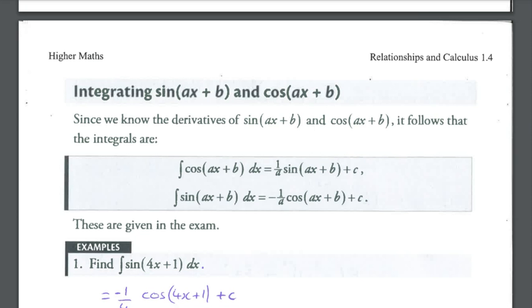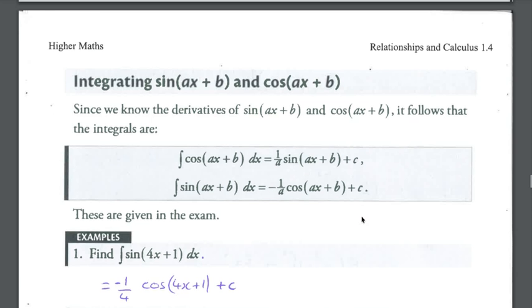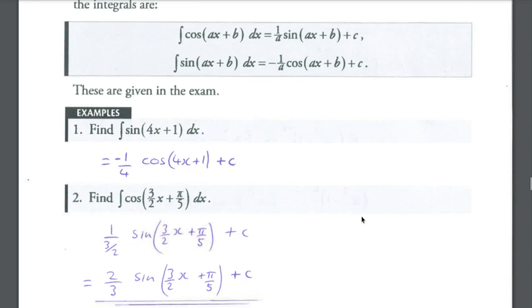We are looking at integrating trigonometric functions, in particular sine of ax plus b and cosine of ax plus b. We looked at differentiating these functions in the differentiation chapter, so it follows that the integral of cosine of ax plus b is 1 over a sine of ax plus b plus our constant of integration, as always. And the integral of sine of ax plus b dx is negative 1 over a cosine of ax plus b plus our constant of integration again. Okay, so we're just going to do a few questions that use that. They are given in the exam.